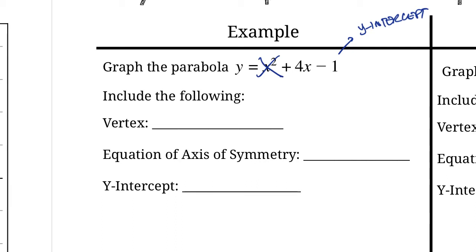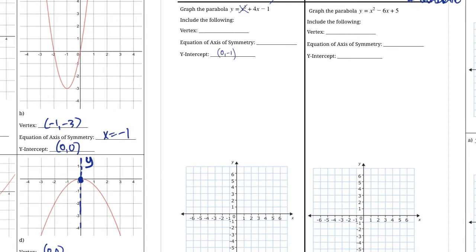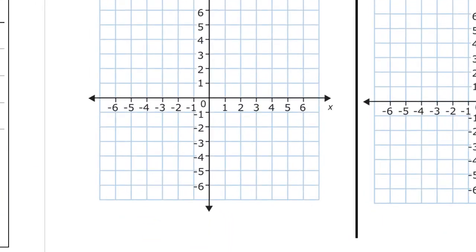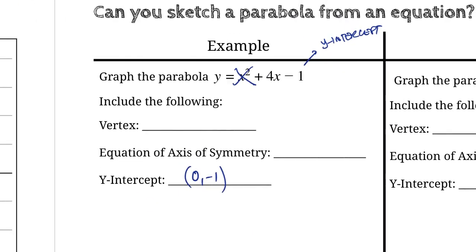So the y-intercept is going to be at (0, -1), because in this case, it's a -1. So on the graph, we're going to go down here to the graph, and plug in a y-intercept of (0, -1). We're just going to put the point at -1. Okay? So that's the first thing.